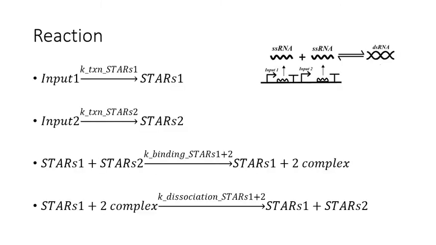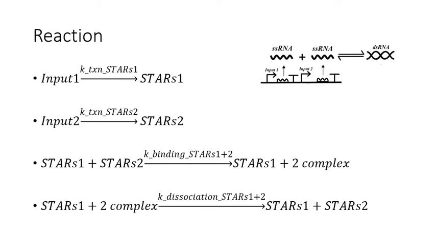Then I tried to write some biochemical reactions of this system. To make life easier, STAR1 is simply proportional to the strength of input 1, because we will focus on how this system works rather than where the inputs come from. Then STAR1 and STAR2 will bind to each other, and the complex also dissociates into these two RNAs. The equilibrium is determined by the binding and dissociation constants.